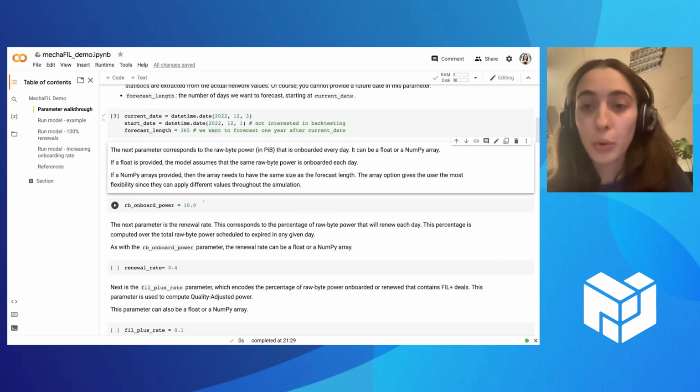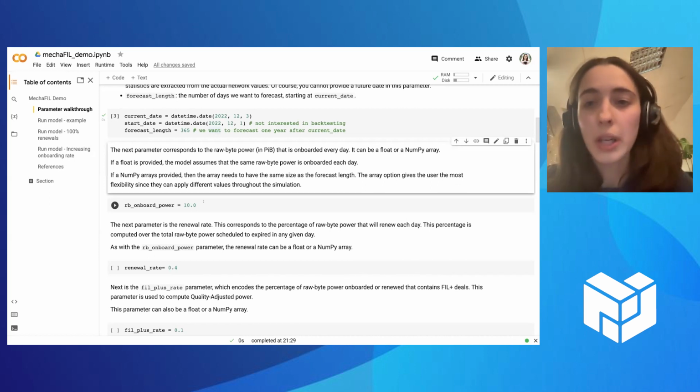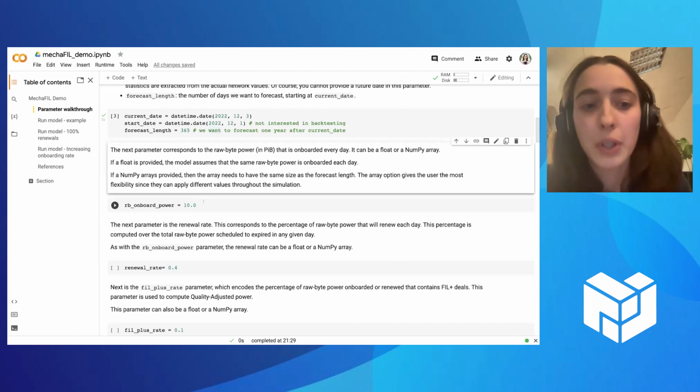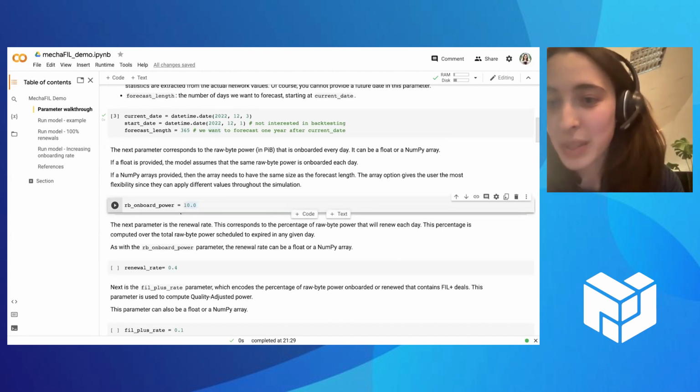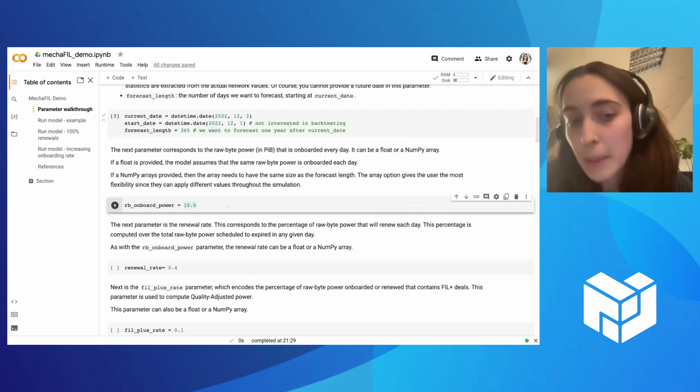So you can encode other assumptions, like, for instance, imagine that the raw byte power is increasing a little bit every day, or it increases and then decreases. So you can model different behaviors of onboarding for the future. But for this example, we'll start just with the simplest one, which is assume the same level of onboarding. And here we are assuming 10 pips per day.